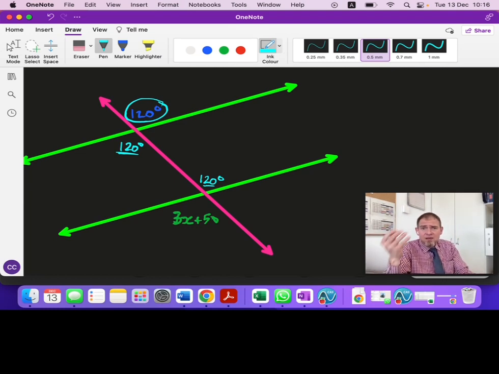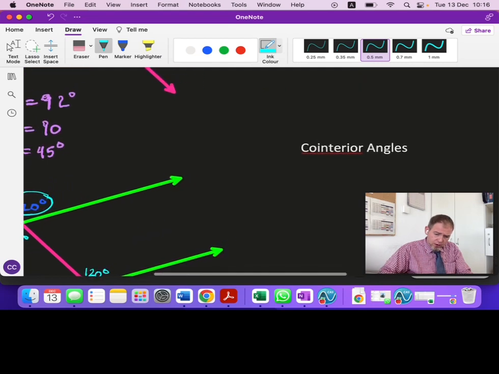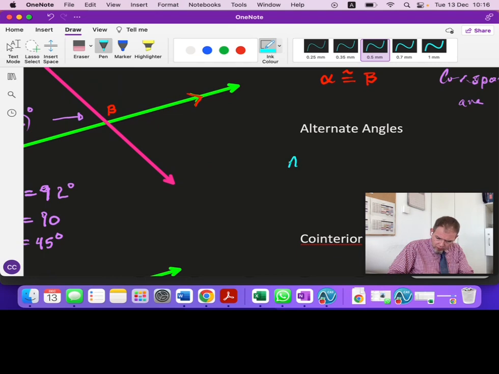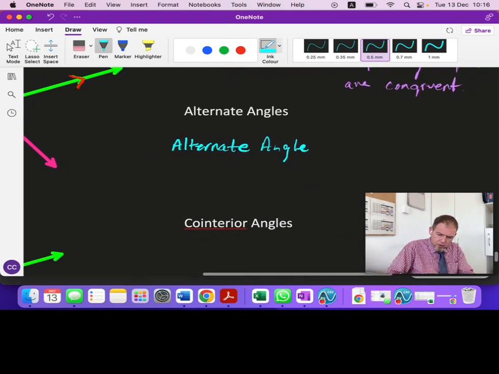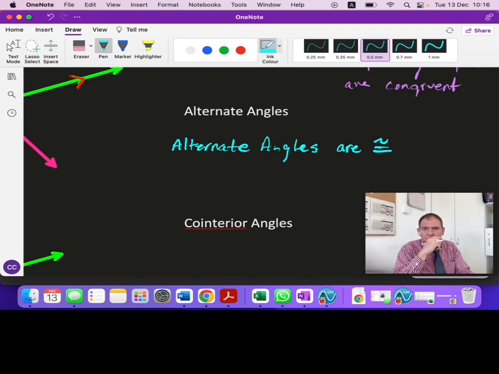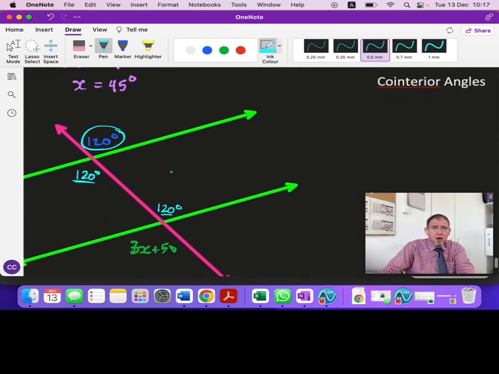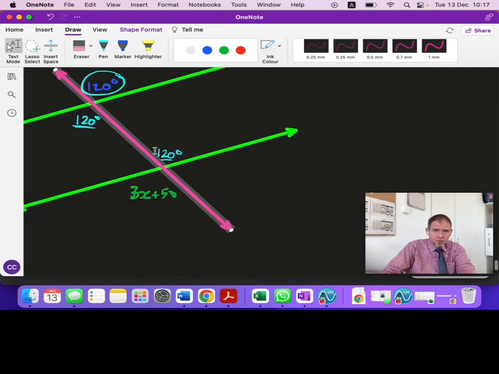So again, a really nice, simple, useful trick is that alternate angles anywhere with transversals and parallel lines, alternate angles are congruent. Again, congruent, geometrically equal to each other. The last concept we have is this idea of co-interior angles. Co-interior angles work slightly differently.